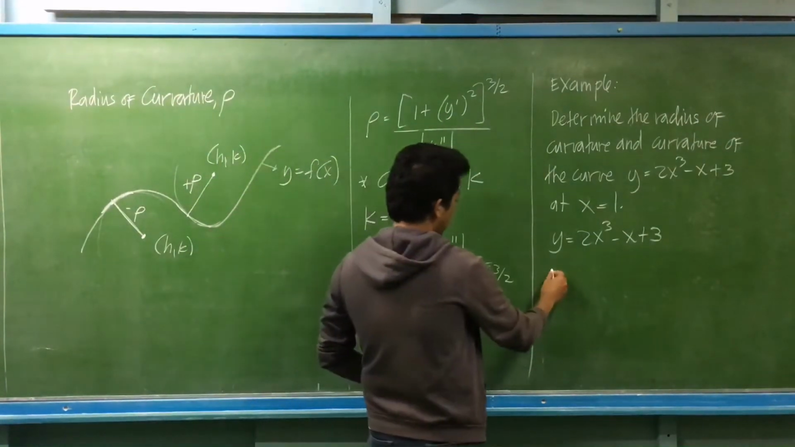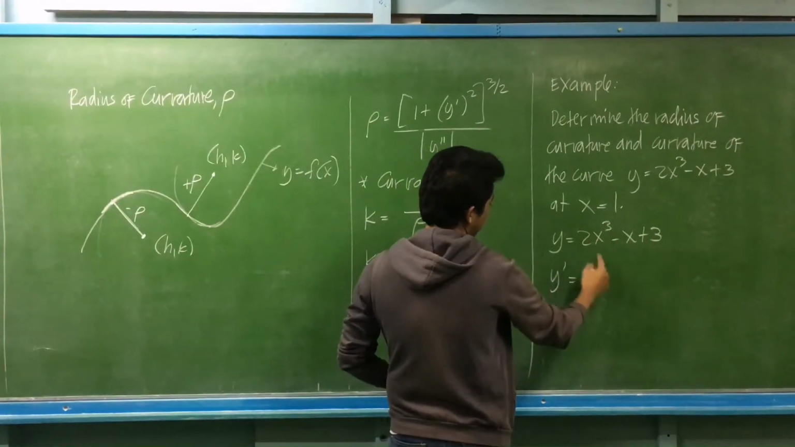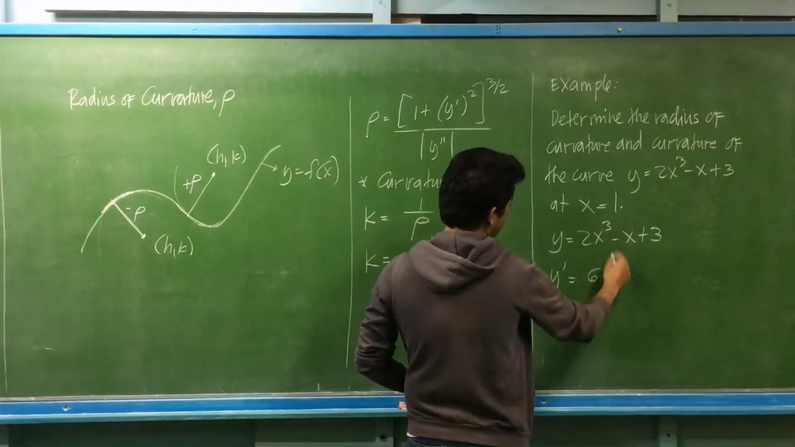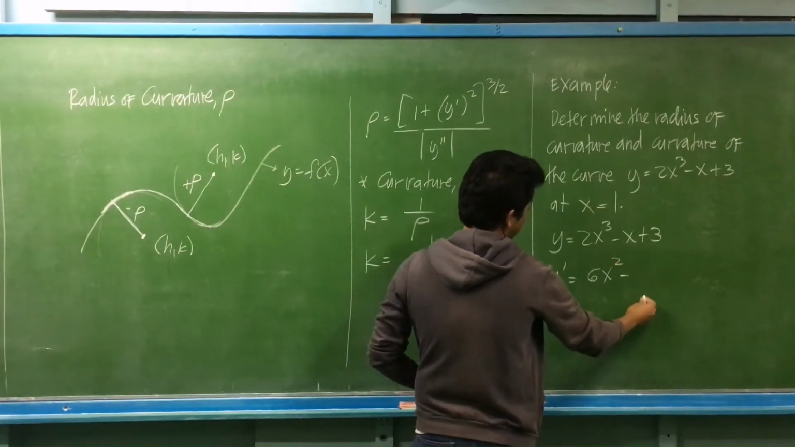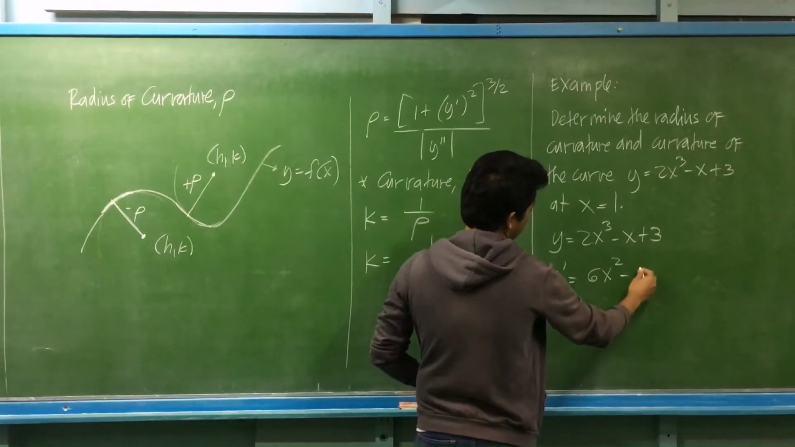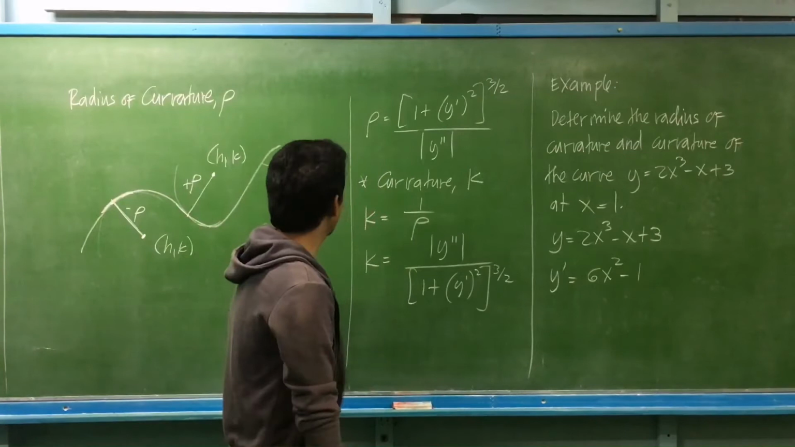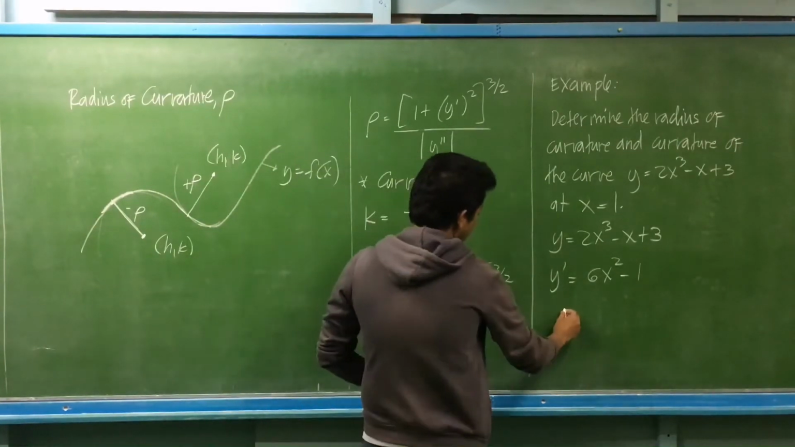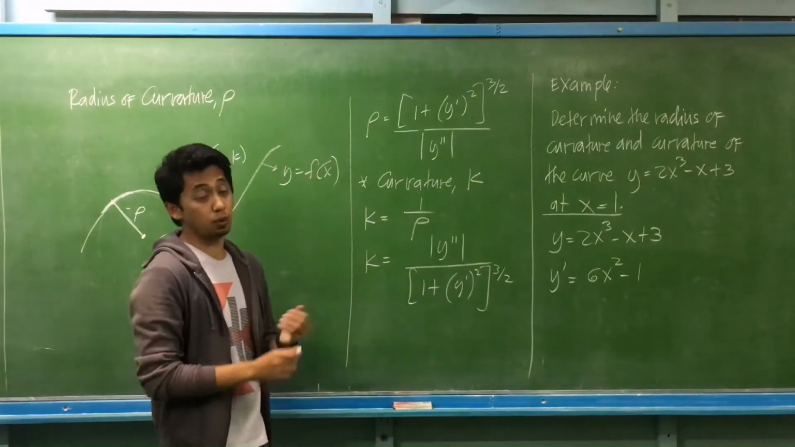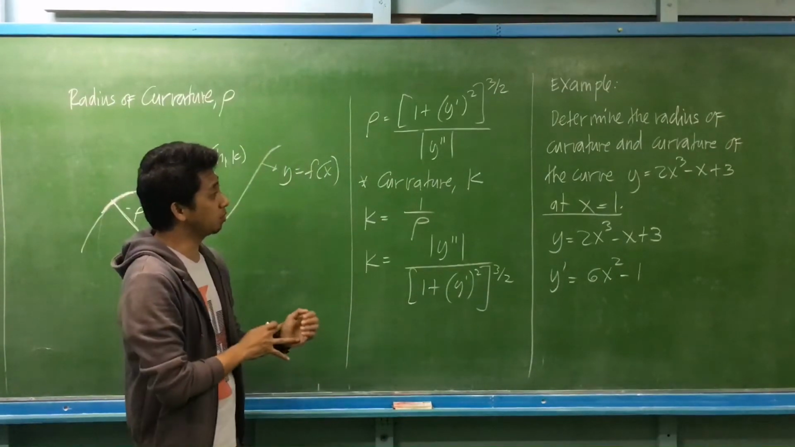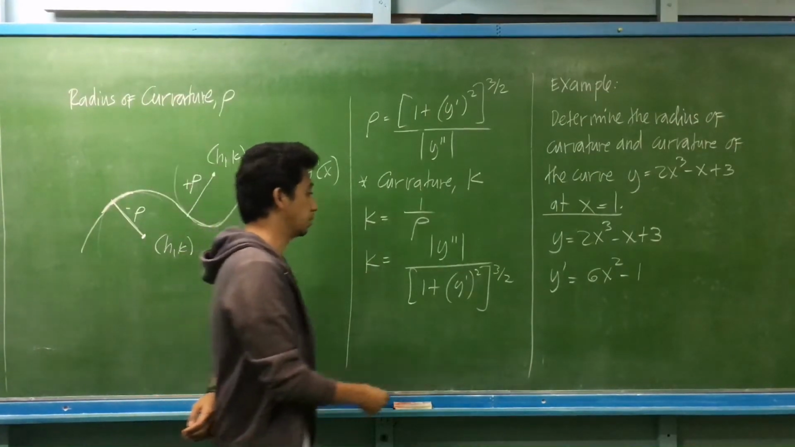We have the first derivative, y prime is equal to 3 times 2, which is 6x exponent minus 1, that is squared, minus 1. So that is 6x squared minus 1. All we have to do is substitute x is equal to 1, the point where we are looking for the value of the curvature and the radius of curvature.